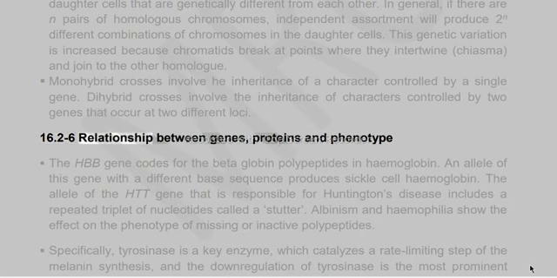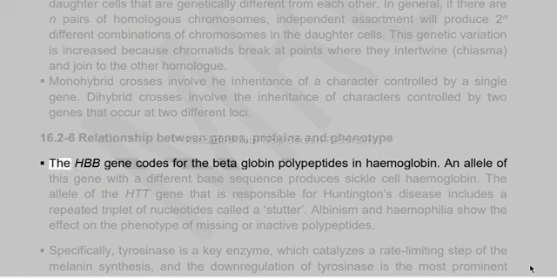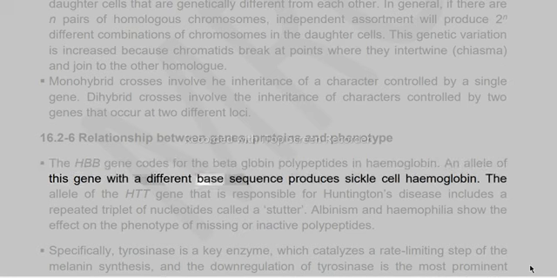16.2-6 Relationship between genes, proteins, and phenotype. The HBB gene codes for the beta-globin polypeptides in hemoglobin. An allele of this gene with a different base sequence produces sickle cell hemoglobin.